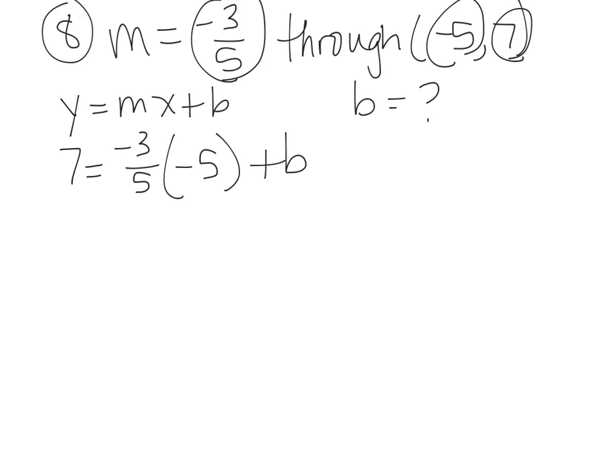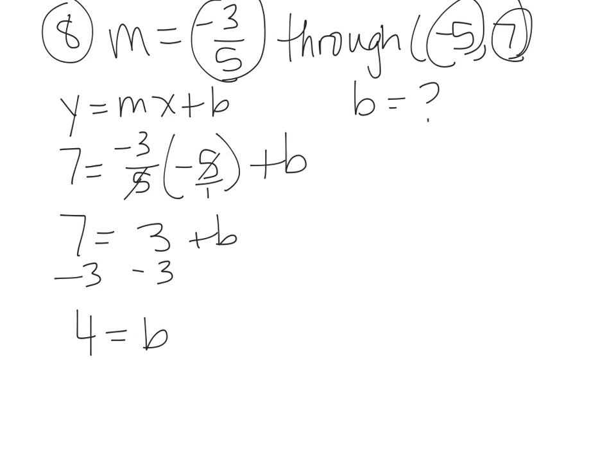So multiply the -3/5 times -5, and these 5s will cancel because this is like 5 over 1. Negative times negative is a positive, so I'm going to get 3 + b. Minus 3 from both sides, so 4 is b. So my answer is just y = -3/5 x + 4. So that's it for that one.